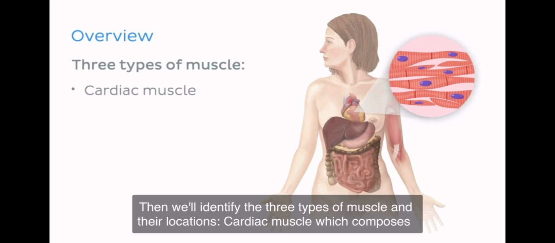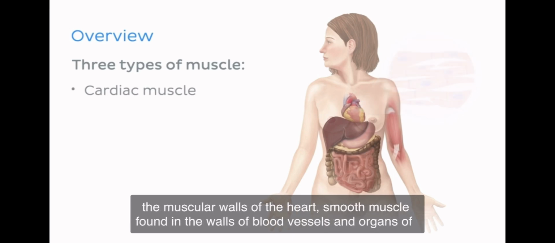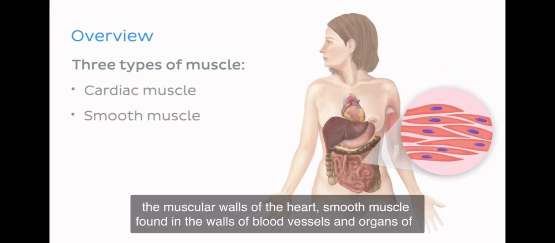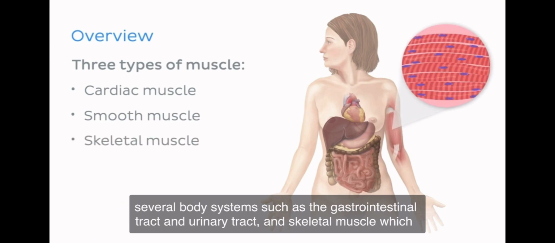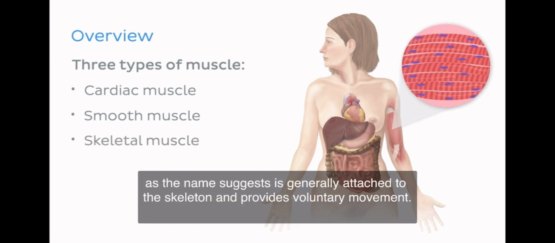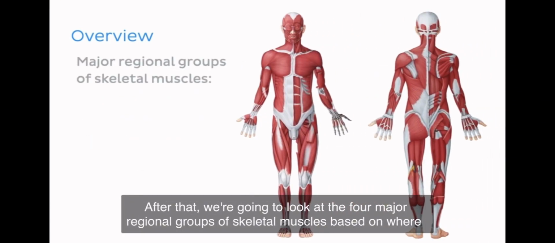Cardiac muscle, which composes the muscular walls of the heart. Smooth muscle, found in the walls of blood vessels and organs of several body systems, such as the gastrointestinal tract and urinary tract. And skeletal muscle, which, as the name suggests, is generally attached to the skeleton and provides voluntary movement.